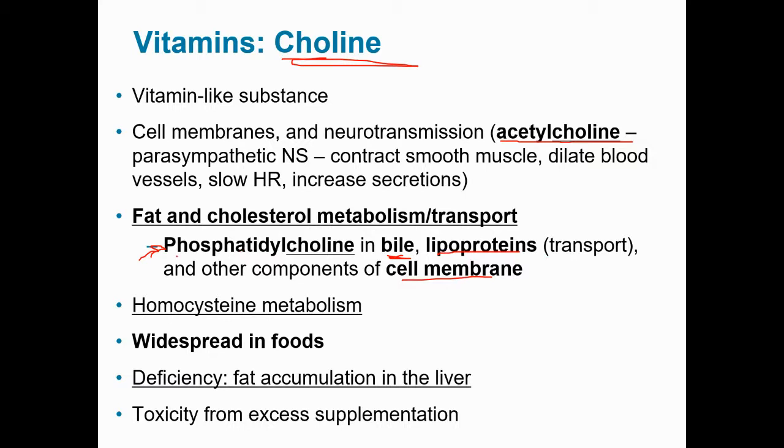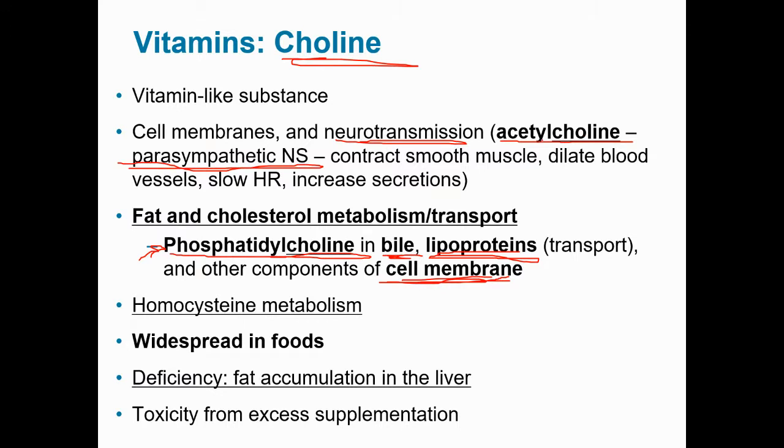So phosphatidylcholine, you see that primarily associated with phospholipids, right? So remember, phospholipids are part of the phospholipid bilayer of our cell membranes. Lipoproteins are phospholipids, and bile is also composed of phospholipids. And phosphatidylcholine is a type of phospholipid in the bile. And then acetylcholine functions to support neurotransmitter communication, basically, in the parasympathetic nervous system.